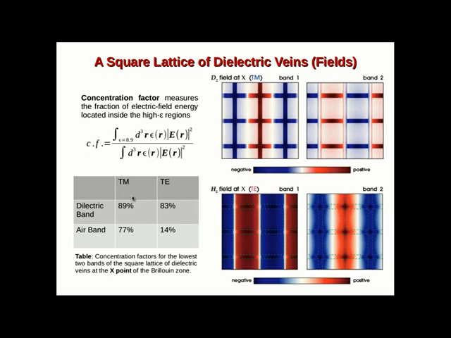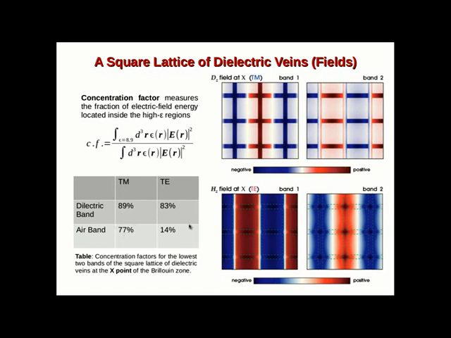However, the TE mode has a dielectric band concentration factor of 83% and an air band concentration factor of 14%. The difference between these is huge. Because of this huge difference, it is obvious that the TE mode is going to show a substantial band gap, just like the TM mode showed a huge band gap in the case of dielectric rods. Why this difference in the concentration factors, and why does the air band have a high concentration factor in the TM mode? Let us see.